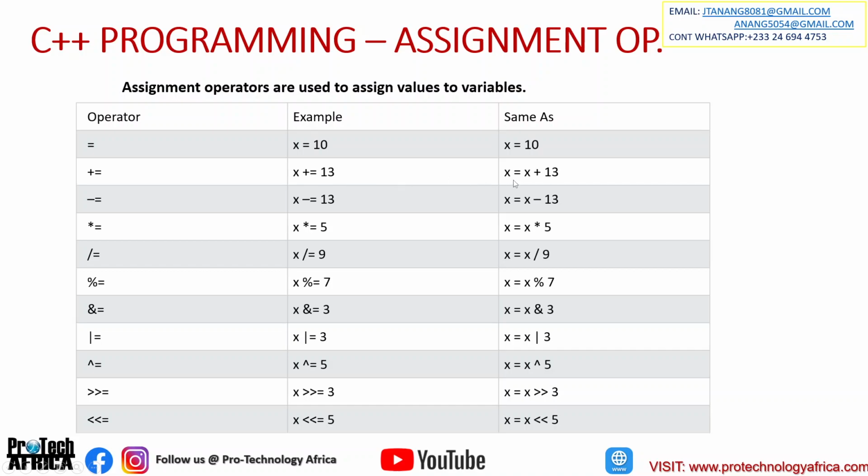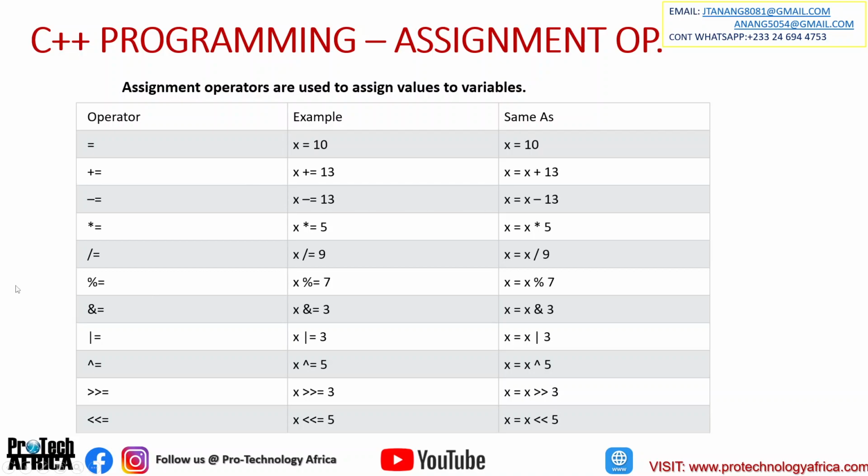What does that mean? The expression means that x is equal to x plus 13, meaning that we are adding 13 to the value of x. So if x is 10, and now we are saying that x = x + 13, it means that x is going to be 10 plus 13, which is going to give us 23. Okay, so that explains that.